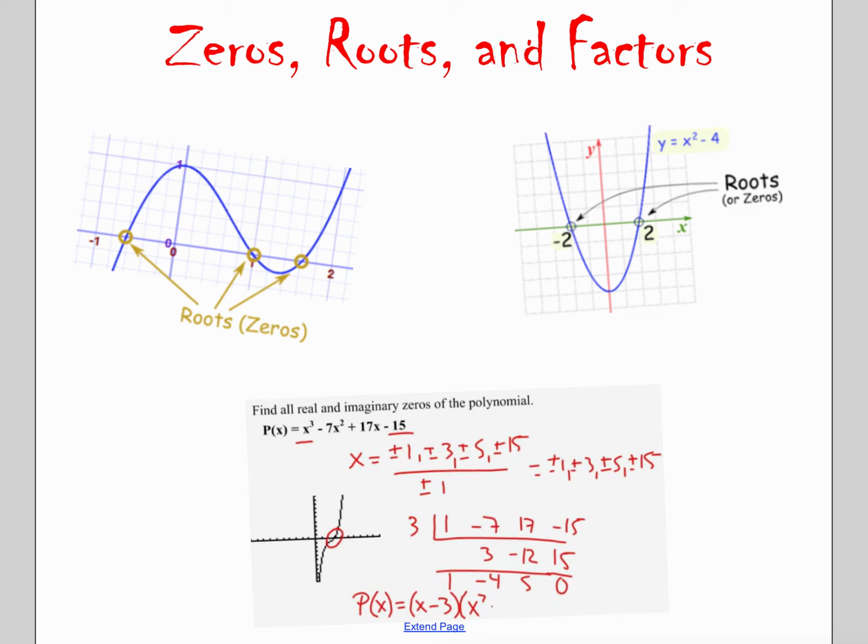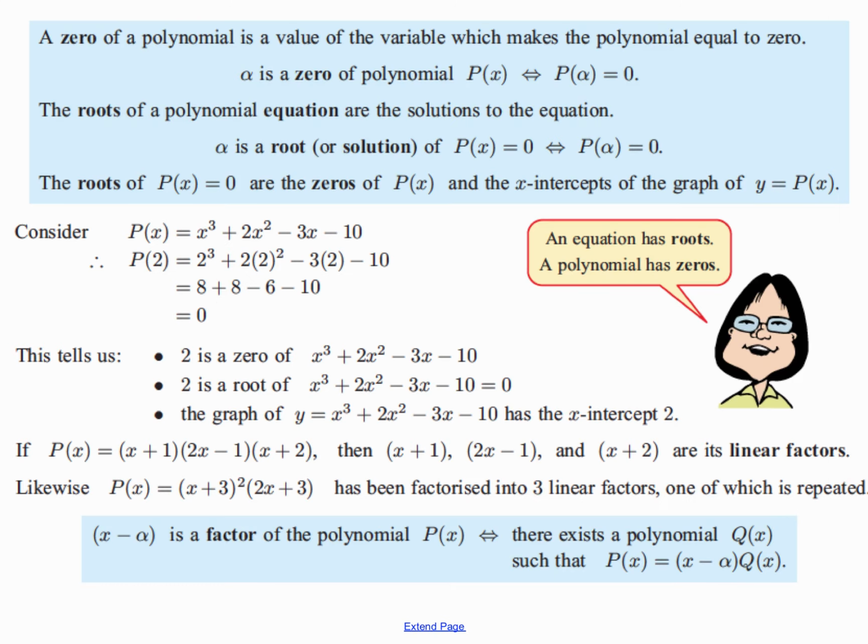All right, so zeros, roots, and factors. What are the differences, particularly with zeros and roots? A zero of a polynomial is a value of the variable which makes the polynomial equal to zero. Alpha is a zero of the polynomial p of x if and only if p of alpha equals zero. This will become clearer in just a second. The upshot is a zero of a polynomial is just the polynomial. It's not an equation. It's what you substitute into the polynomial to make it zero.